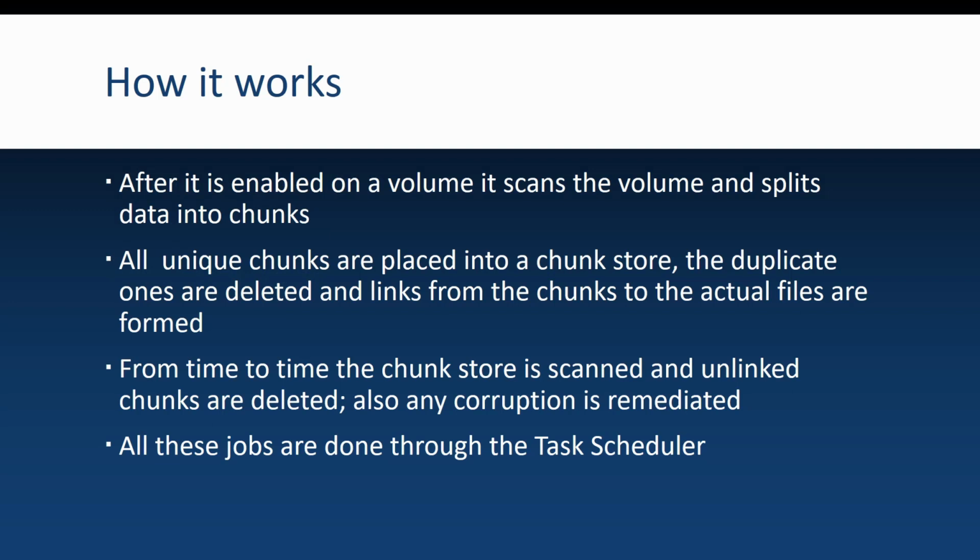And how it works. So first, deduplication, after it is enabled on a volume, will scan that volume and will split the data into variable sized chunks. Then all the unique chunks are placed into a chunk store, and of course the duplicate ones will be deleted, and links will be created from the chunks to the files. These links are called reparse points. From time to time also, the chunk store will be scanned, and all the chunks that are not linked anywhere will be deleted, so space will be reclaimed, and in case there is any corruption, Windows Server will try to remediate it. And all these jobs and others that we have not covered yet are implemented in the task scheduler.